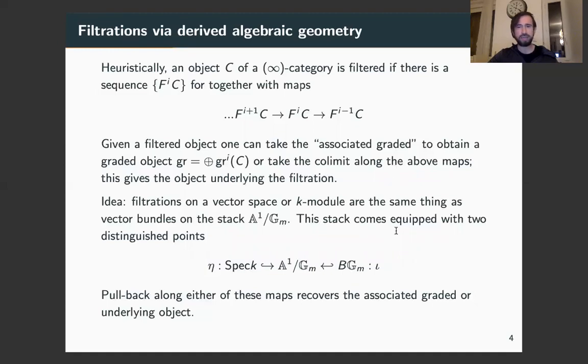The idea of Carlos Simpson is that filtrations on a vector space or a K-module are the same thing as vector bundles on the stack A1 mod Gm, the quotient stack of A1 by Gm, which acts via the standard inclusion on A1. And this stack comes equipped with two distinguished points from Spec K, which we call the generic point, and the closed point from BGm. Notice that this is itself a stack, BGm. Pullback along either of these maps recovers the associated graded construction. So you get a graded object when going to BGm, or the underlying object of the filtration when you pull back to Spec K.